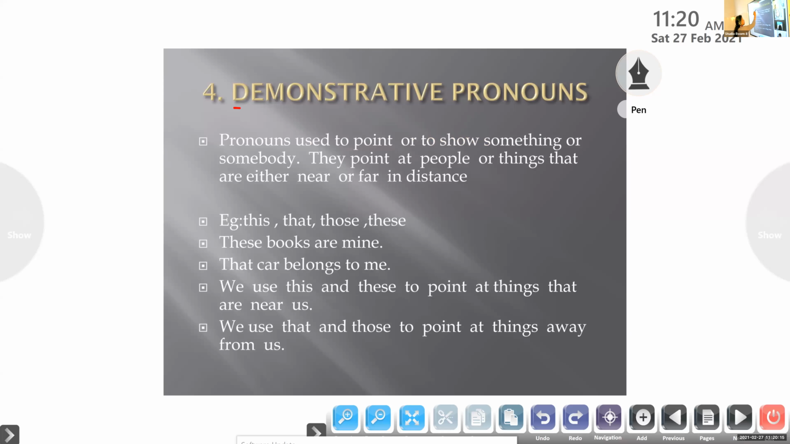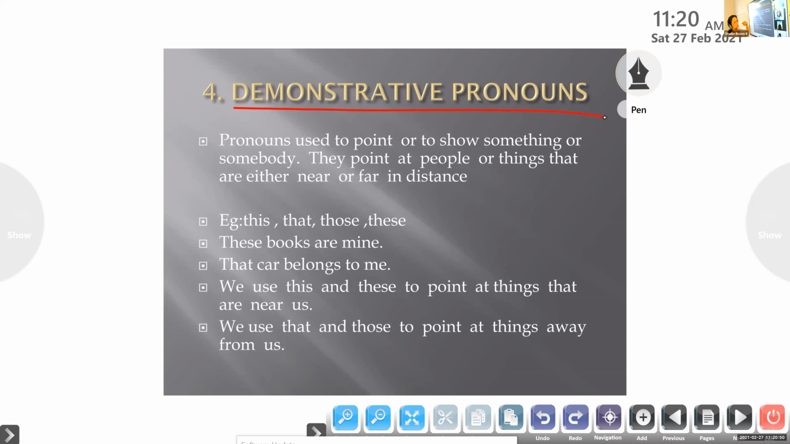Demonstrative pronouns are pronouns that are used to point at people or things that are either near or far in distance. Have you understood? Demonstrative pronouns are pronouns which are used to point. Point means to point at people or things that are either near us or far from us.